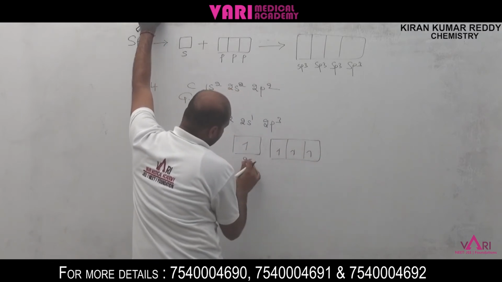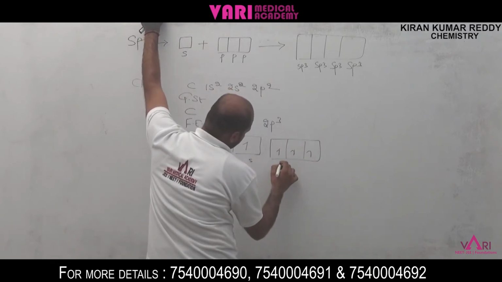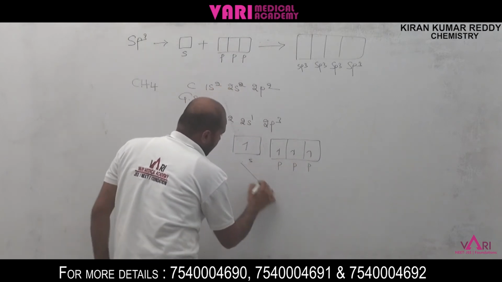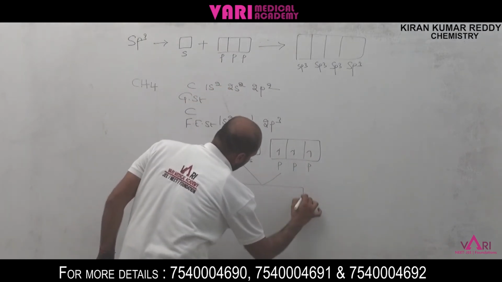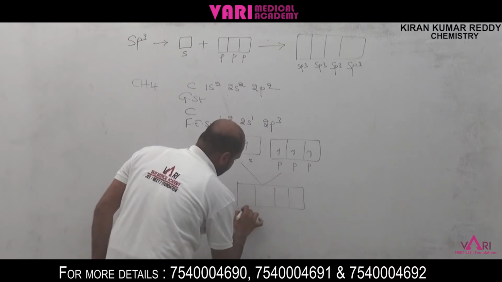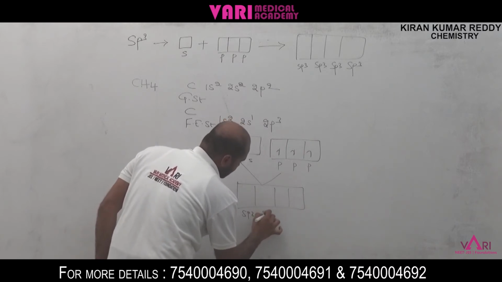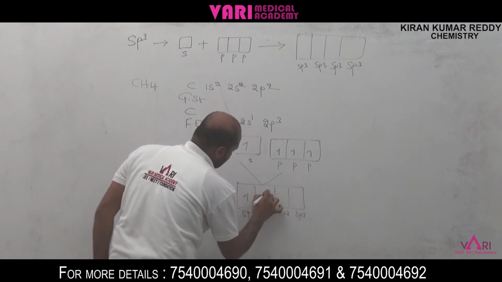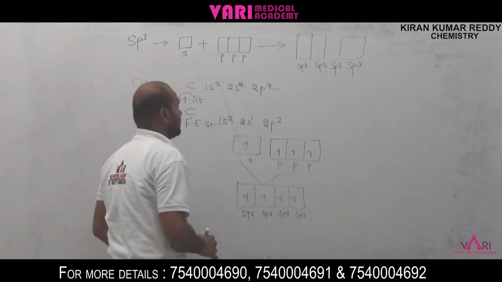Now the s orbital and the three p orbitals are intermixing to form how many sp3 orbitals? Four. This one is sp3 and this one sp3. This one also sp3. Here are 1, 2, 3, 4 sp3.